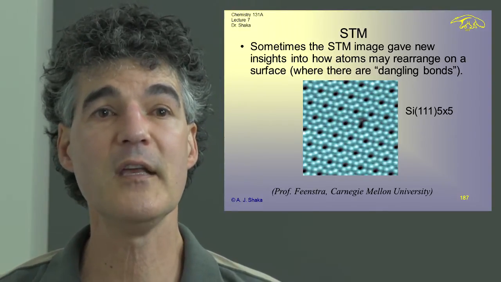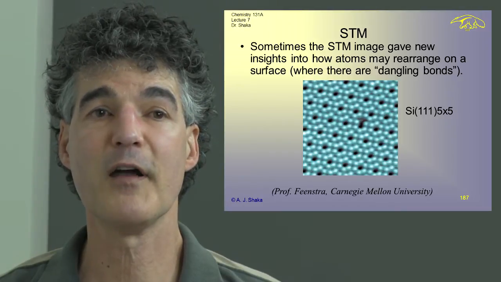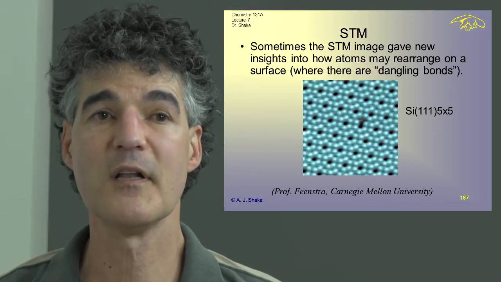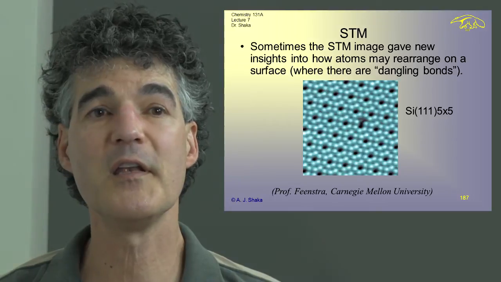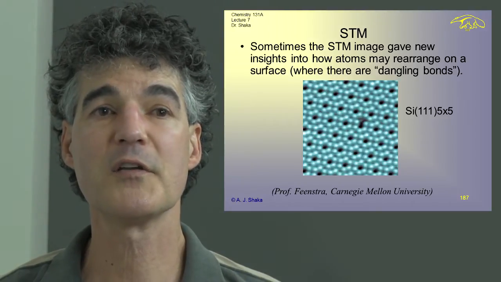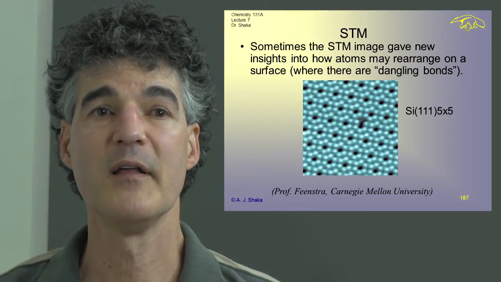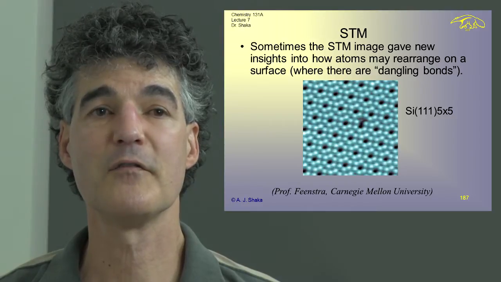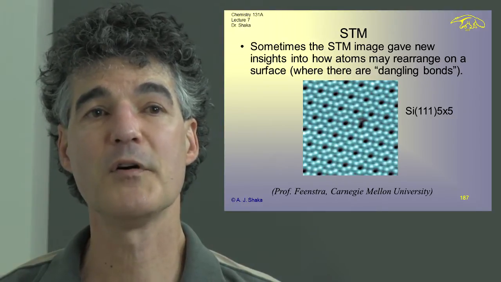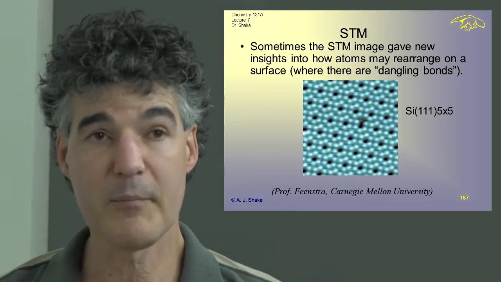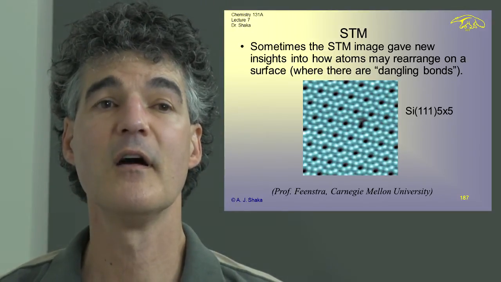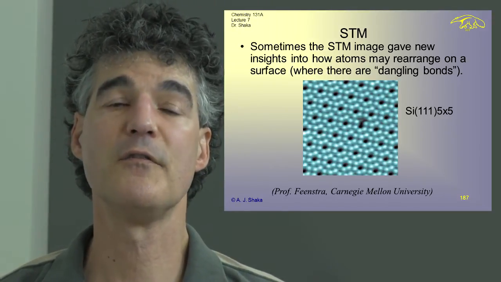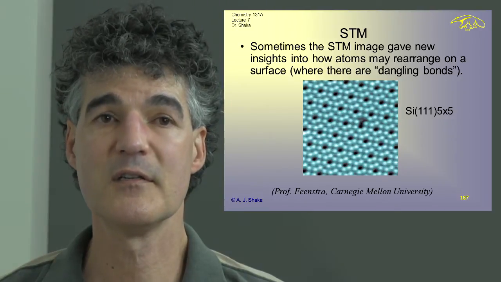And here you can see this so-called 5x5 reconstruction of silicon. And you can even see there's one defect in the middle of the picture where there's an atom that's kind of dislocated, that's out of position. But most of them seem very perfect, so it's very interesting. Of course, the color here is false. The color here is just to guide the eye.